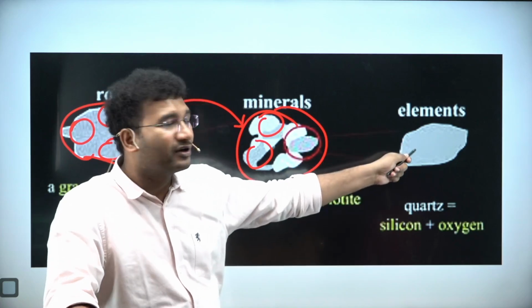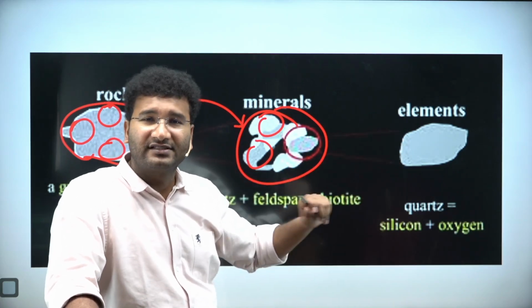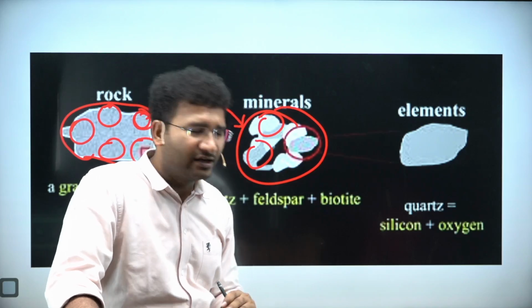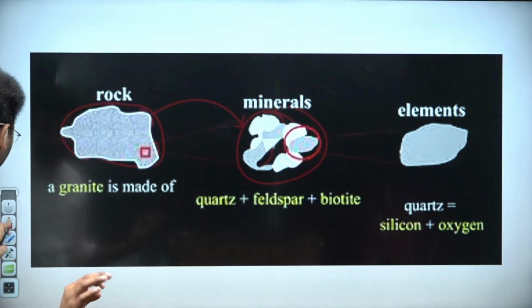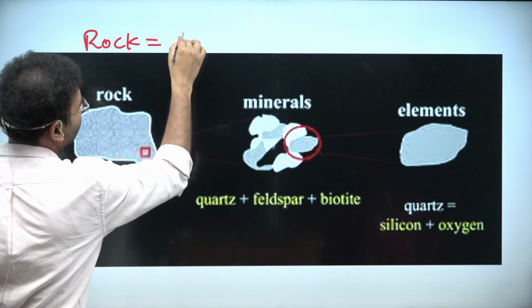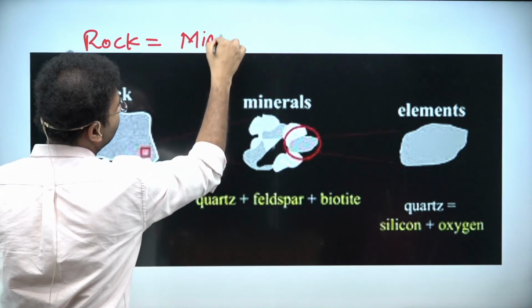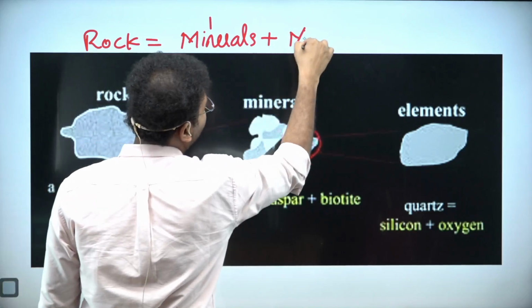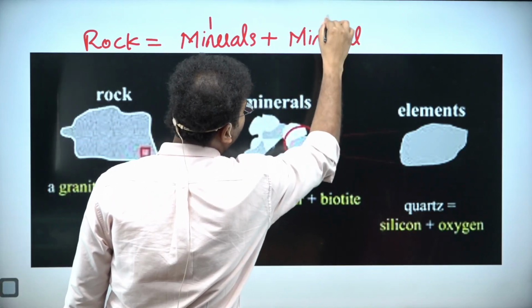Now quartz is also a rock. Quartz is a type of a rock or a type of element. In a nutshell, if I have to tell you, it is like this: rock is equal to mineral. Meaning, this might be one mineral, this can be mineral 2, second mineral.